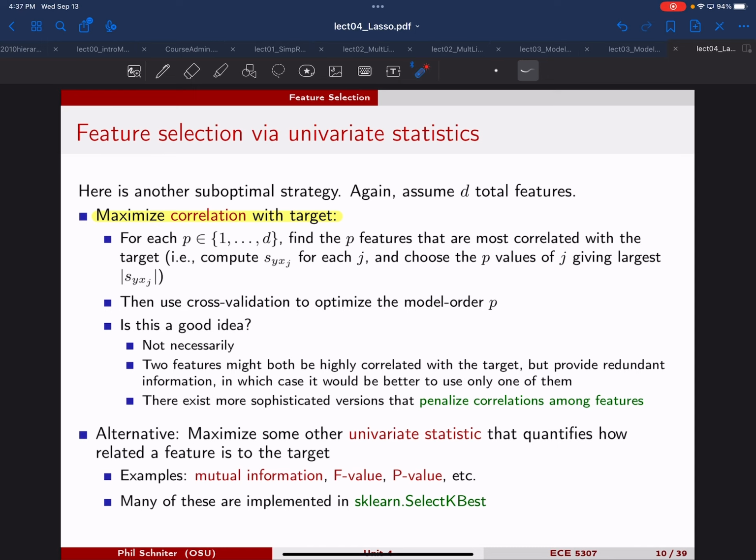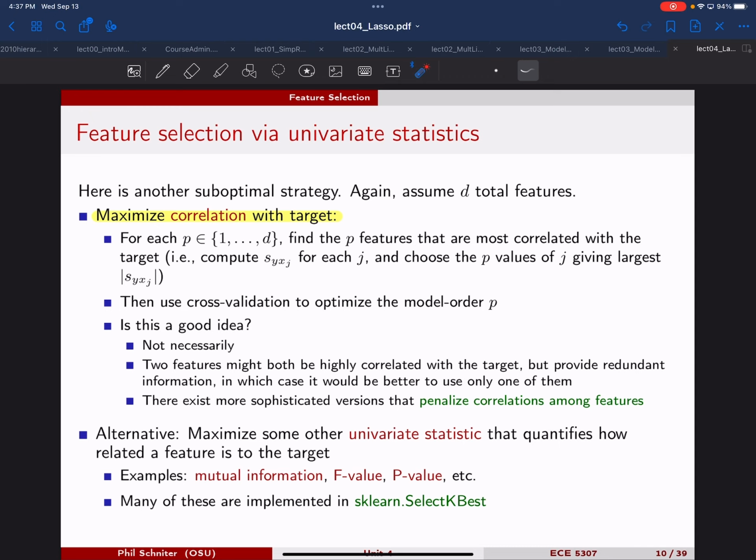And we're going to eventually choose the P values of j giving the largest absolute value cross correlation. So now we do this for each P, so that's the model order. And then second step, use cross-validation to optimize that model order. Okay, so this is also a suboptimal method.